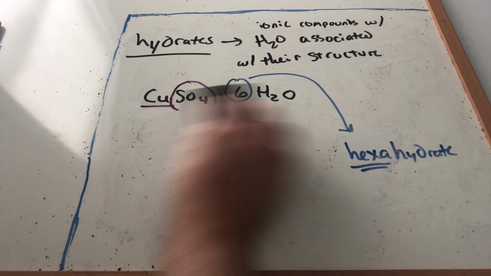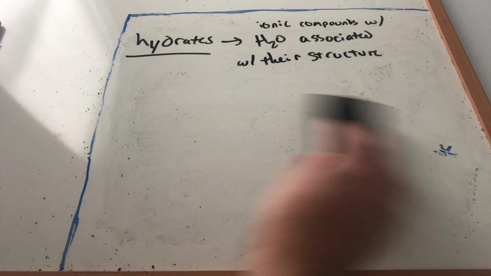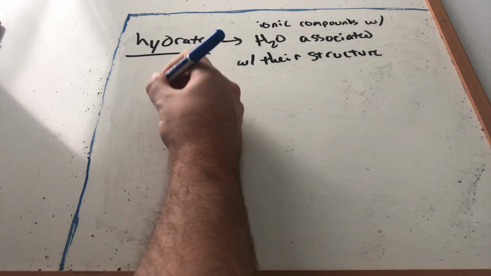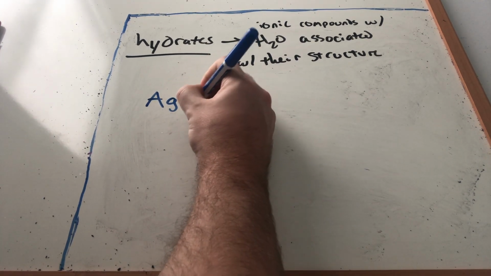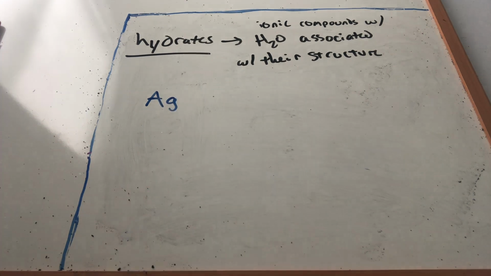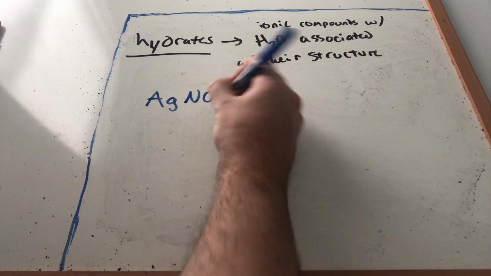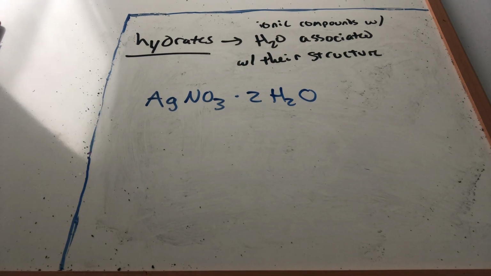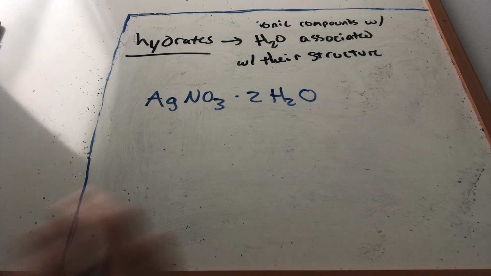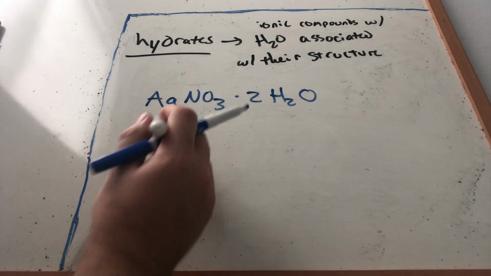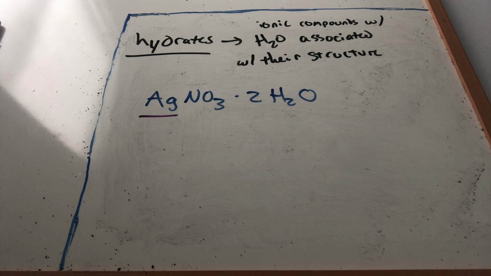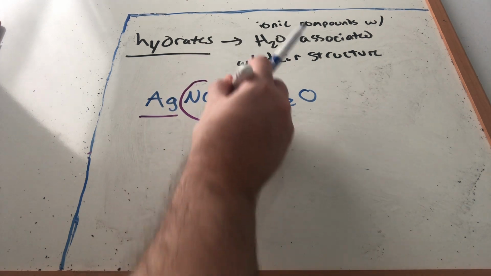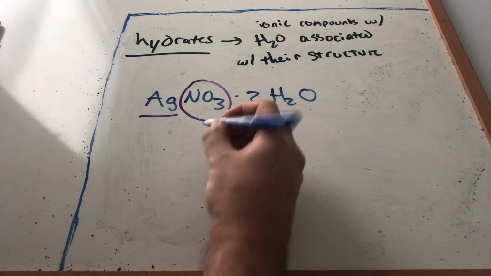Let's do one other example. Hydrates often form with transition metals, just to be aware of that. Let's do AgNO3·2H2O. Look here, again, metal. Is it a transition metal? Yep, it's a transition metal. NO3 is the anion. It's a polyatomic ion. We'll eventually memorize this as nitrate.